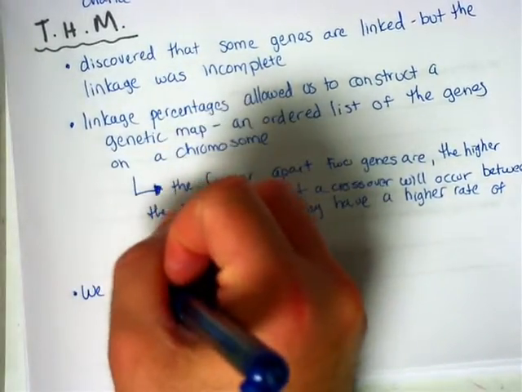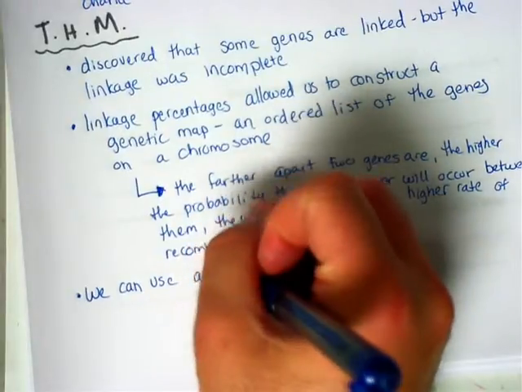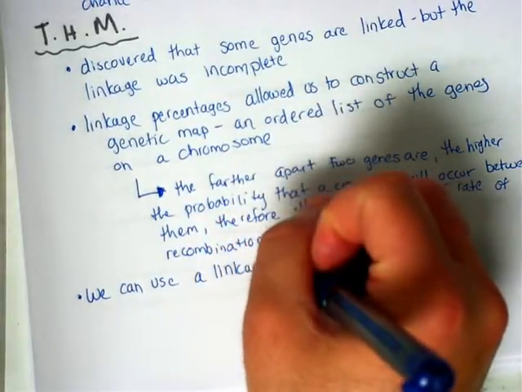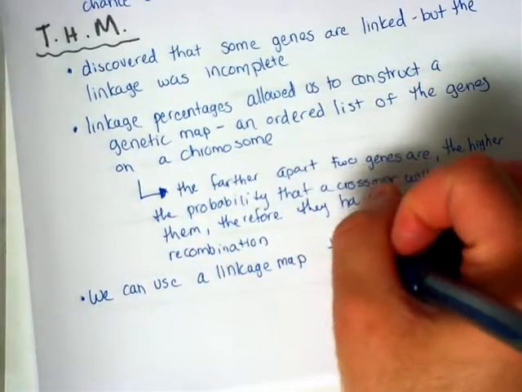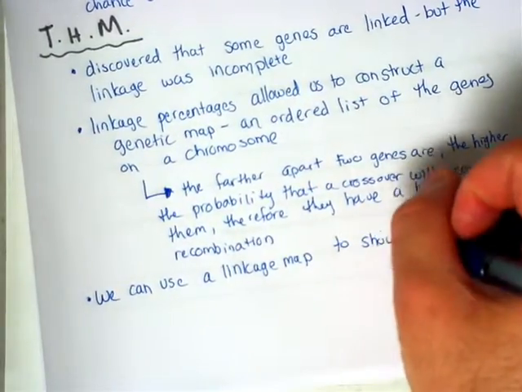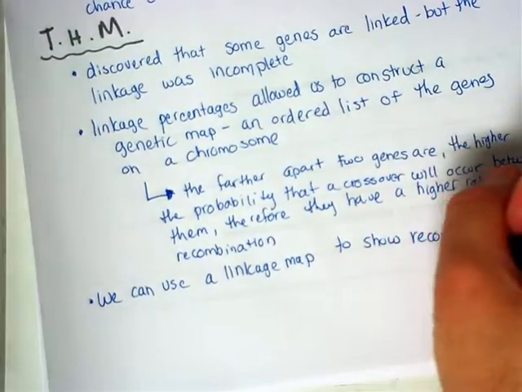We can use a linkage map to show recombination frequencies.